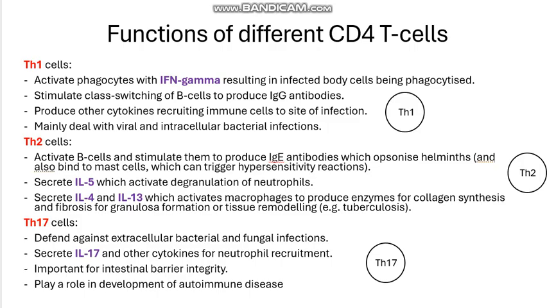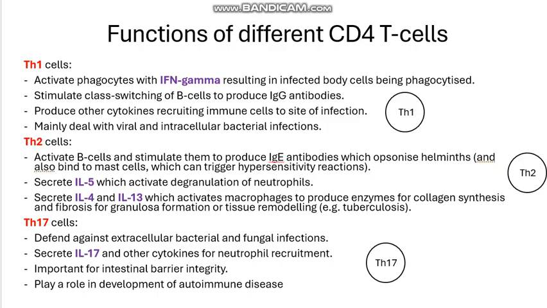Th1 cells also produce other cytokines which recruit immune cells to the site of infection. So you can imagine interferon gamma is resulting in infected body cells being phagocytized. So you can imagine that these other cytokines are going to be recruiting phagocytes like neutrophils or macrophages. And like we said before, they mainly deal with viral and intracellular bacterial infections.